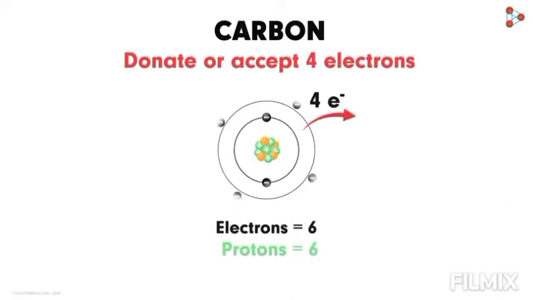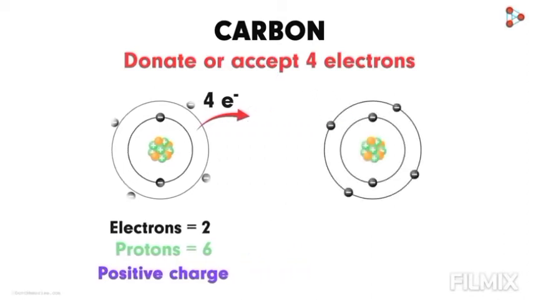Here we can see that the number of protons and electrons are equal. When the 4 electrons in the outermost shell are released, this carbon will get a positive charge, carbon plus 4. But when 4 electrons are released, there will be only 2 electrons in the carbon atom. So it will be unstable.